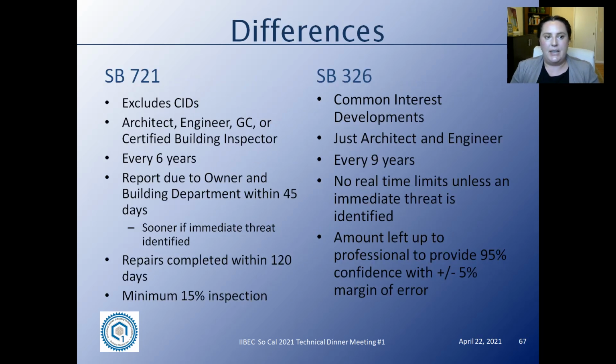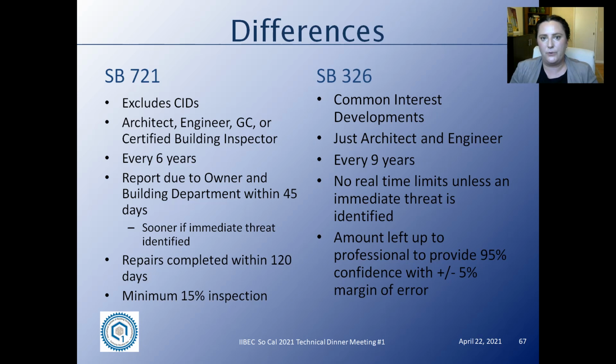So let's look at the main differences between 721 and 326. 721 is for multifamily residential of 3 or more units, excluding common interest developments, excluding condos. A lot more people qualify as inspectors under 721. You could be an architect or engineer or a GC or certified building inspector. The cycle's a little bit quicker, at 6 years, and there are timelines of when the report's due to the owner and when the owner is required to make repairs. And it also requires a 15% minimum inspection.